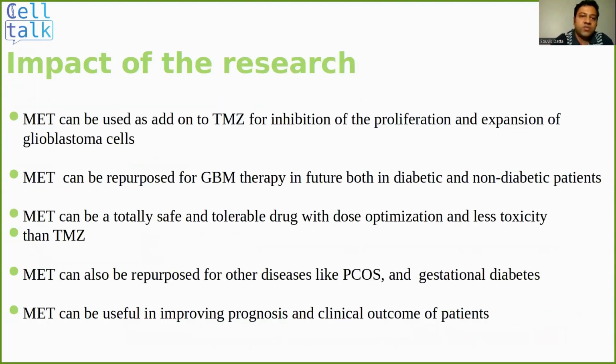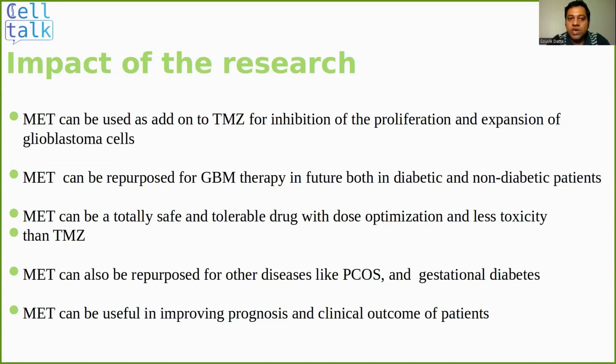So what is the impact of this research? What we can say from this research is that metformin can obviously be used as an add-on therapy with temozolomide in inhibiting the proliferation and expansion of glioblastoma cells. And this metformin can be repurposed for GBM therapy in future in both diabetic as well as non-diabetic patients. In the case of diabetic patients, it occurs like a serendipity. As you know, they have been given metformin, and it has also been observed that they have a good prognosis.